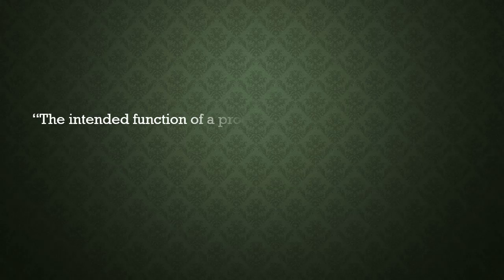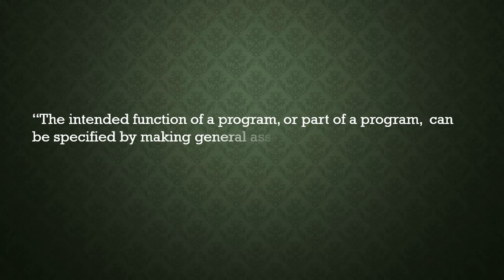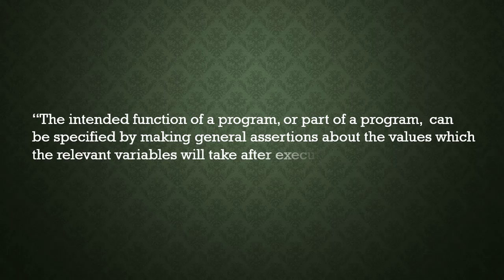The intended function of a program or part of a program can be specified by making general assertions about the values which the relevant variables will take after execution of the program.